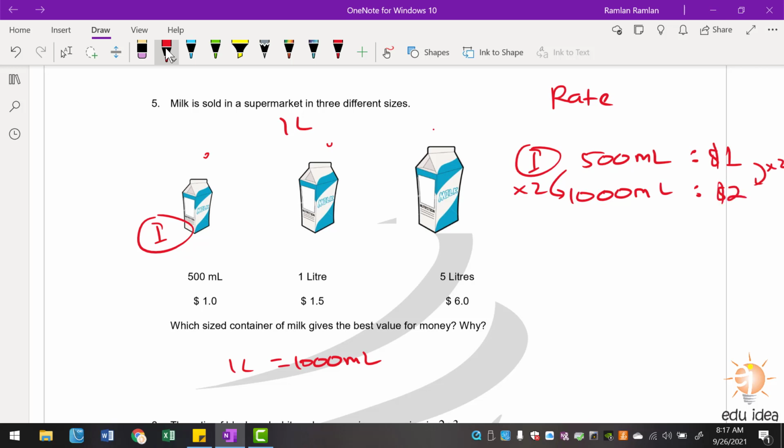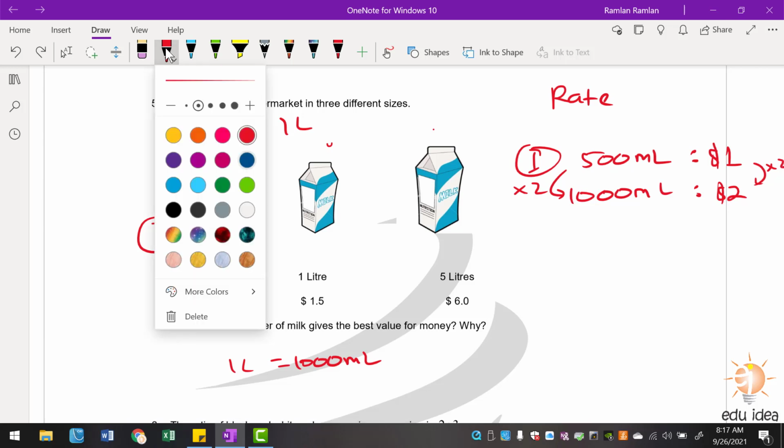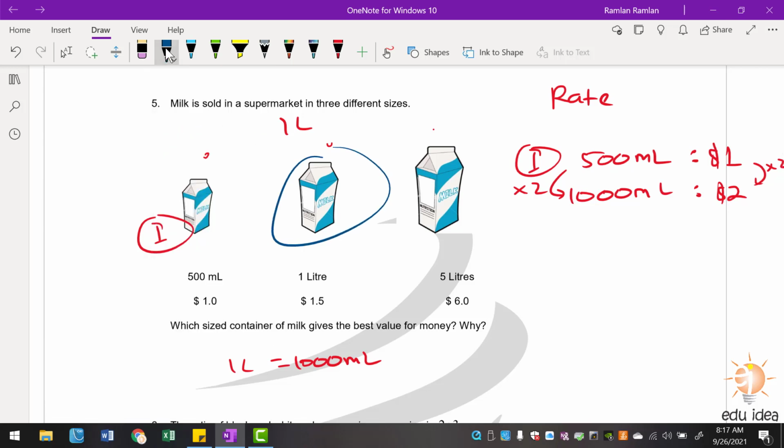So for the first size of the milk, if I want to buy 1 liter, I need to pay $2. Okay, that's the first one. As for the second size, it is 1 liter, which is 1,000 milliliters, and costs $1.5. We don't need to change anything because the goal is to have the same exact volume, 1 liter. So for this one, we're done.